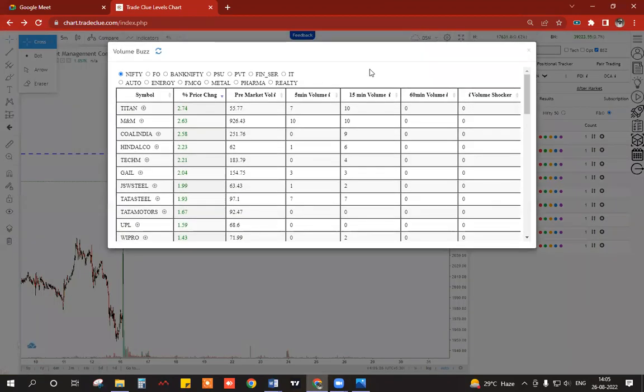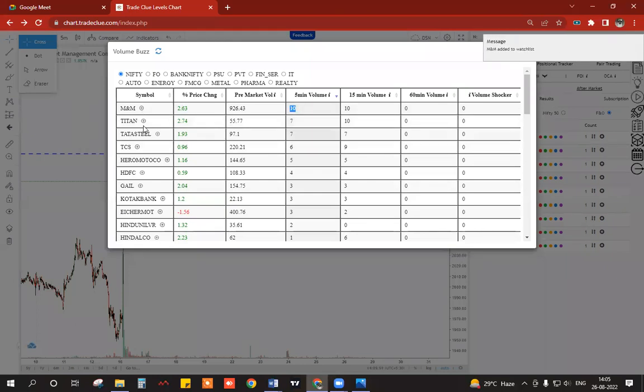So in volume buzzer, if I open the scanner, I'll be getting these numbers. What these numbers mention is a comparison of the 15-minute volume with previous days' volume. Example, 6 means today's 15-minute volume is greater than the last 6 days. So I need to understand those stocks which are having 8, 9, 10. Basically, I prefer those levels. So 10 days, basically, it is the highest in the last 10 days.